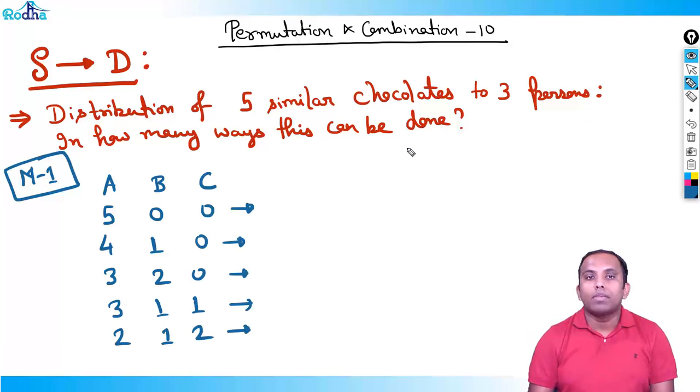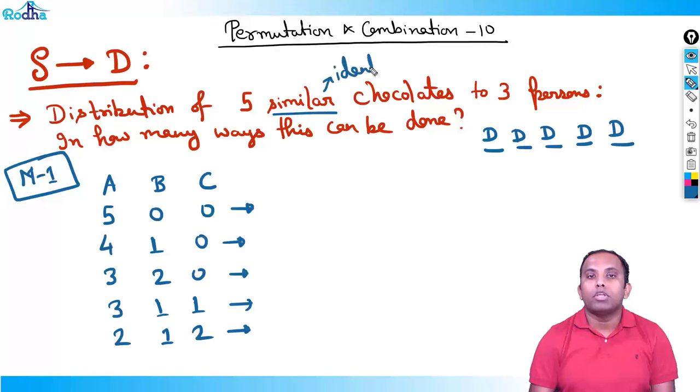Now see, there are 5 similar chocolates, so there are 5 identical chocolates. Let's say all are Dairy Milk, identical in shape and size. Similar means identical in permutation and combination. So suppose all are Dairy Milk. If you select all 5, that selection can be done in only one way. That's why here we don't have to worry about selecting. If you're selecting 4 Dairy Milks out of 5, there is only one way of doing it.